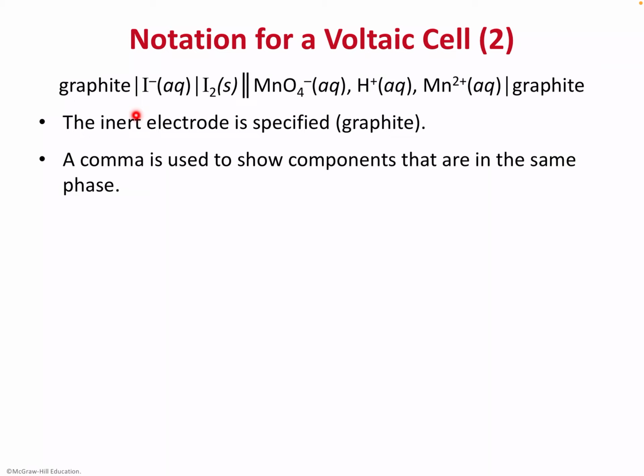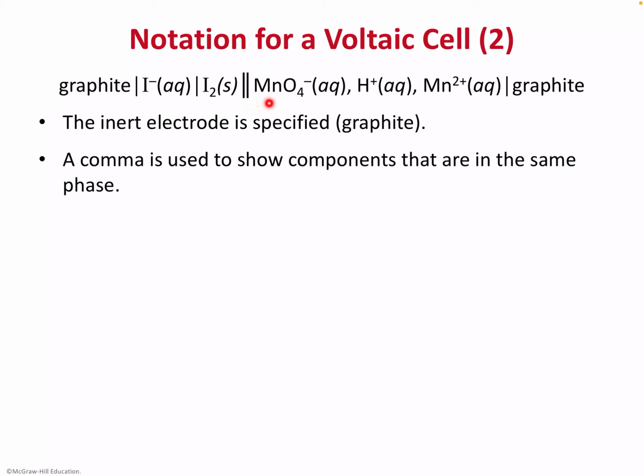Another example where you would use an inactive electrode is our iodide and permanganate example. Graphite is the anode, so you write the anode first. The two phases are different phases, so you can put the line here. And then what is happening? Iodide, aqueous, becoming iodine solid. That's the oxidation. And then the two cells are physically separated, two lines.